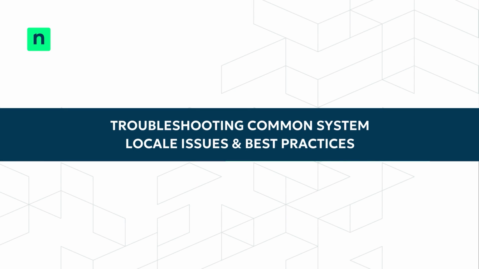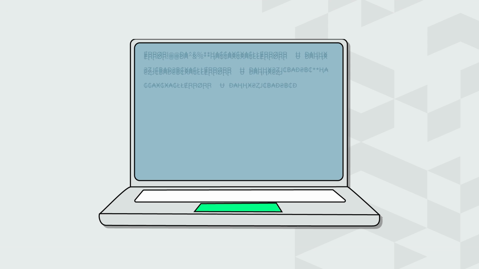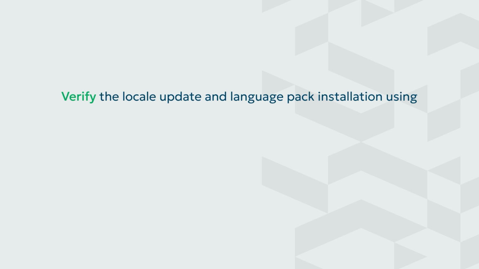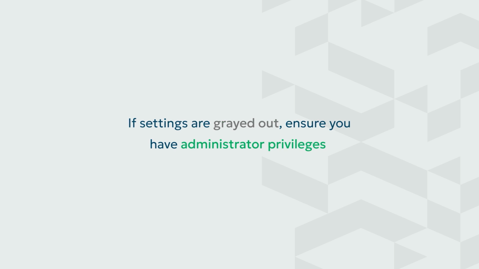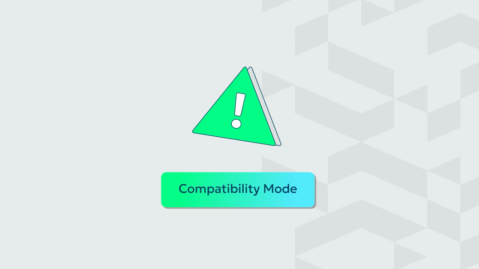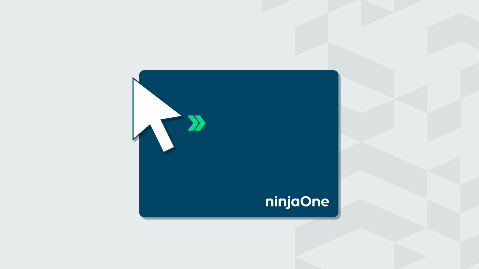Troubleshooting common system locale issues and best practices. If you run into issues like distorted characters or grayed out settings, here are some troubleshooting tips. First, verify the locale update and language pack installation using Get-WinSystemLocale or by checking the Control Panel. If settings are grayed out, ensure you have administrator privileges. For non-Unicode apps still not working, try running them in compatibility mode by right-clicking the program icon, going to Properties, and selecting the Compatibility tab.